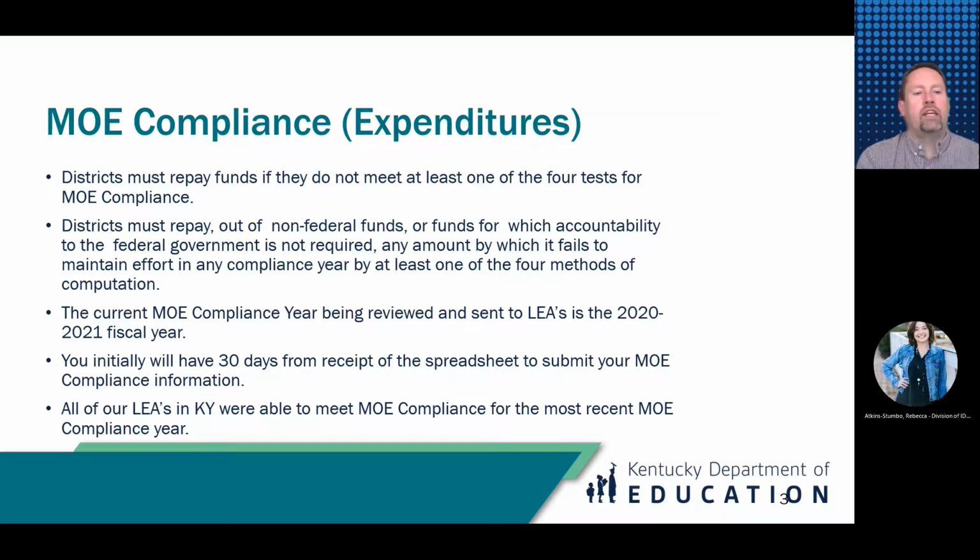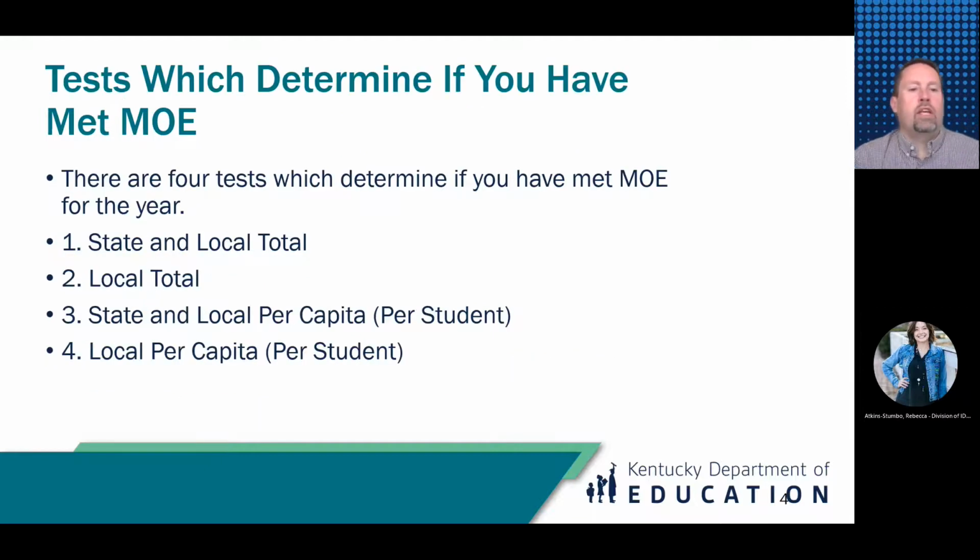All of our LEAs in Kentucky were able to meet compliance for last year, the 19-20 year, and in previous years. Again, there are 4 tests to determine if you've met MOE, and those 4 tests are state and local total, state and local per capita per student, local total, and local per capita per student. Those are your 4 tests, and you only have to meet one of those.